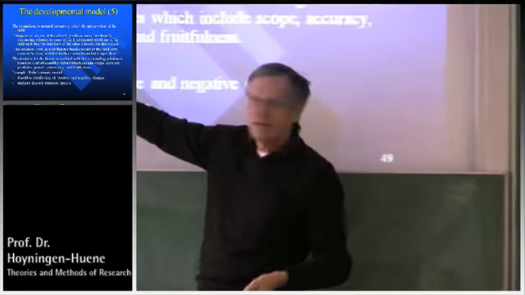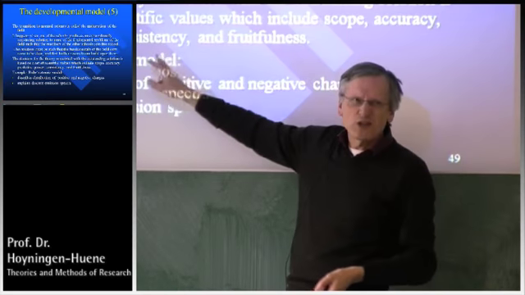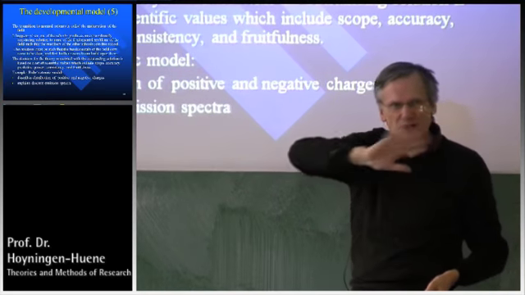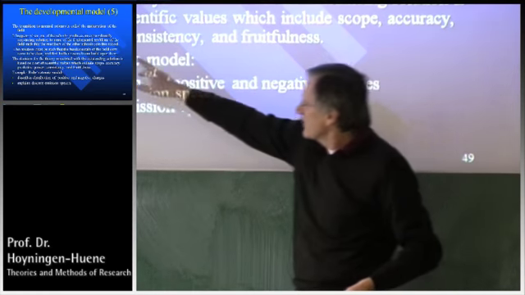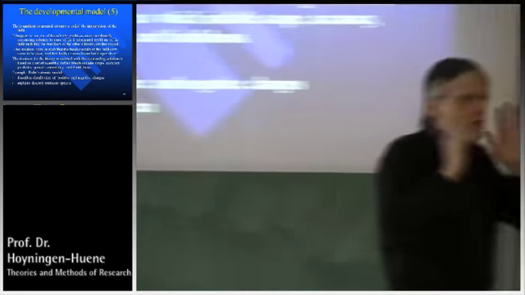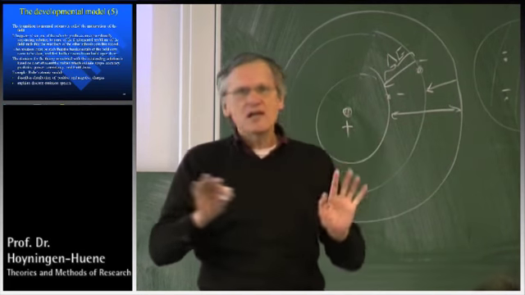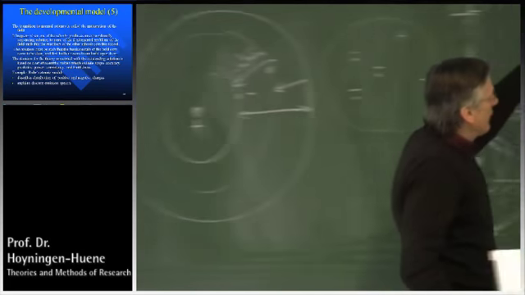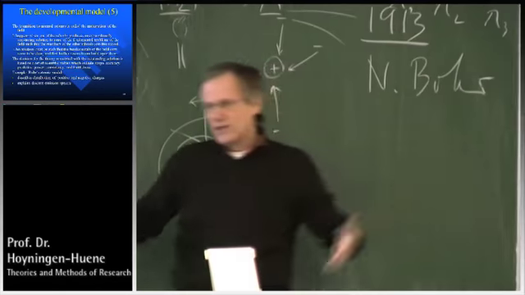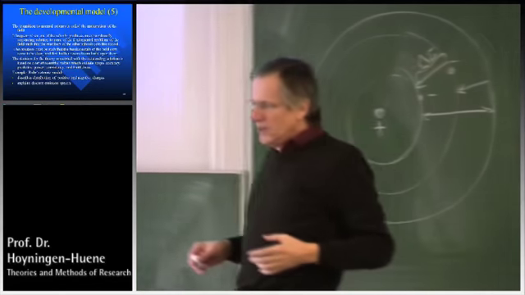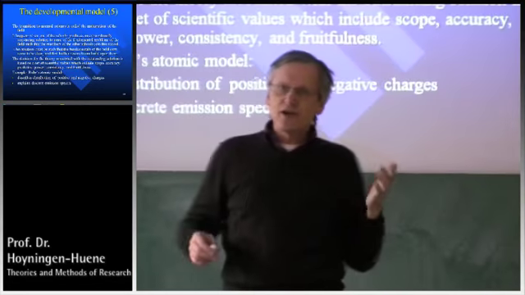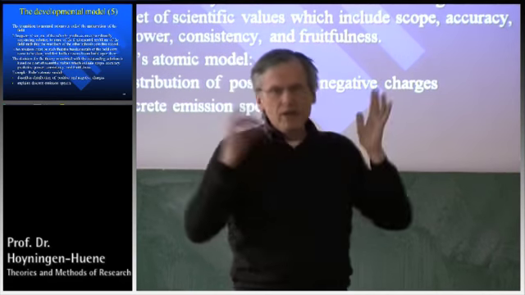Scope, accuracy, predictive power. The thing was not consistent. Right? Bohr's model is not consistent. But it is able to predict something that no one else could predict. All the other atomic models were completely unable to deduce the line spectrum qualitatively and also quantitatively to calculate the line spectrum of hydrogen. And that was an unbelievable success.